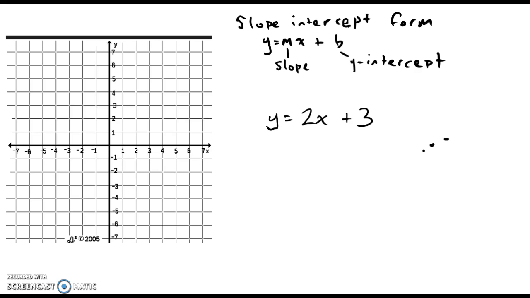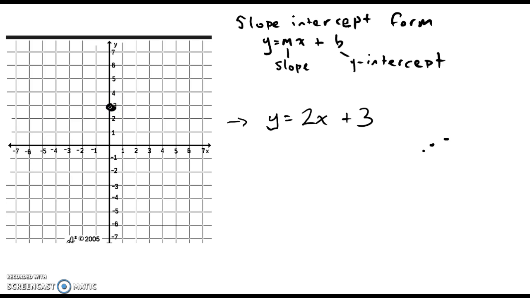M represents the slope and B represents the y-intercept. The y-intercept is where the line crosses the y-axis. So on this equation, right here, I'm going to look, and I see that 3 is in the position of B, which is the y-intercept, so I'm just going to plot it, the y-intercept, where the line crosses the y-axis, and I'm going to plot it right here at 3. That's where the line is going to cross the y-axis.